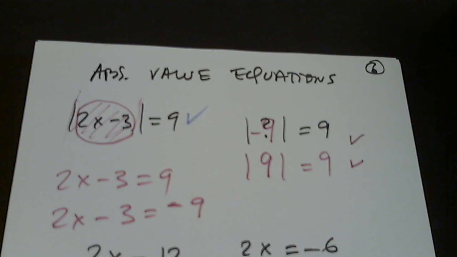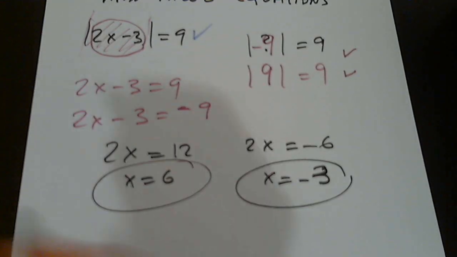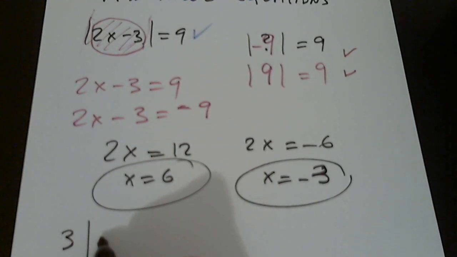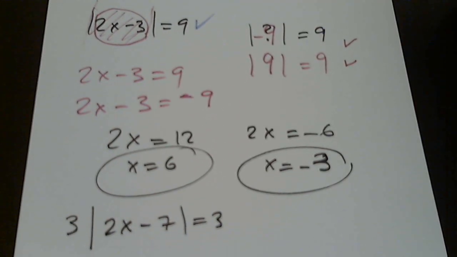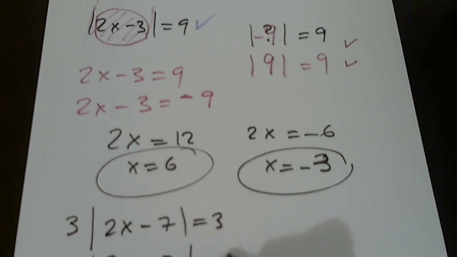7. Oh, it gave me a different 7. Okay, perfect. That's fine. So 3 times the absolute value of 2x minus 7 equals 3. Perfect. So can anyone again tell us the first step? Divide by 3. Yes, I have no choice but to divide by 3 first. So I have the absolute value of 2x minus 7 equals 1.